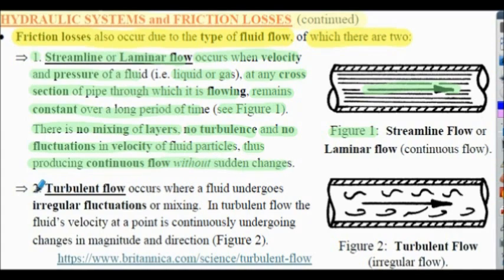The second type of flow is termed turbulent flow, and this occurs where the fluid undergoes irregular fluctuations or mixing. In turbulent flow, the fluid's velocity at a point is continuously undergoing changes in magnitude and direction, as indicated in Figure 2. This indicates turbulent flow.